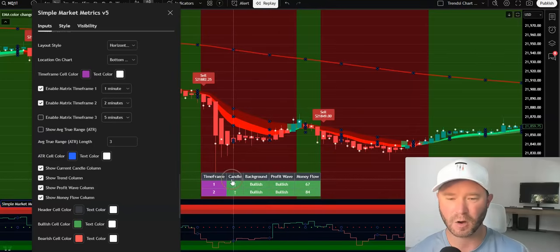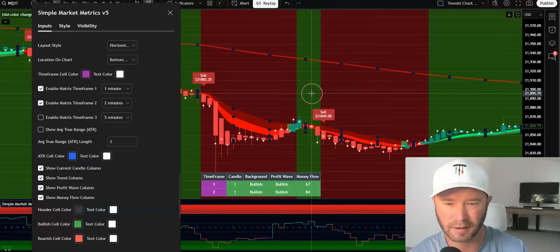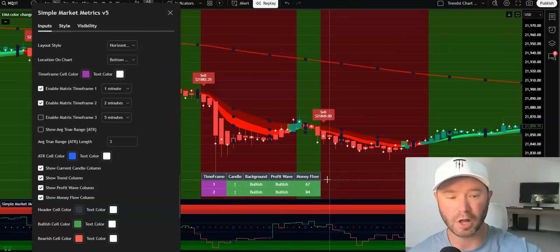So I look at this and I say, okay, candle color. If it's green, I want to be going long. If it's bullish on the background color, which is this color here, and the profit wave, which is this, is green, and money flow is moving in, that's bullish, bullish, bullish. I want to be going long.